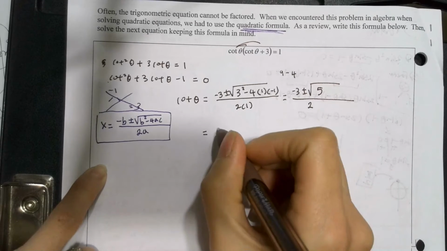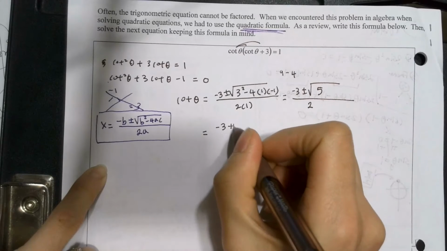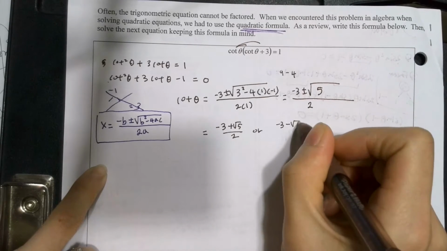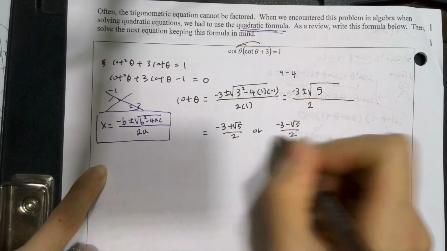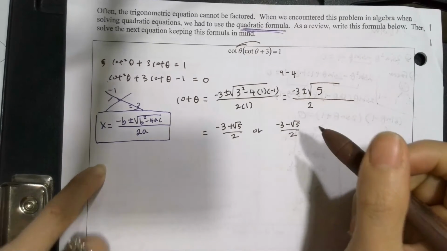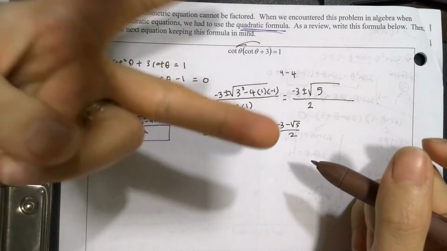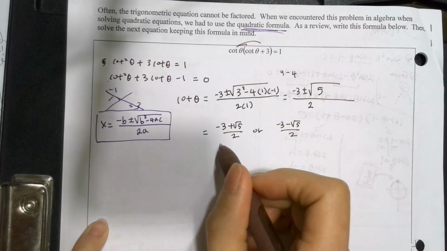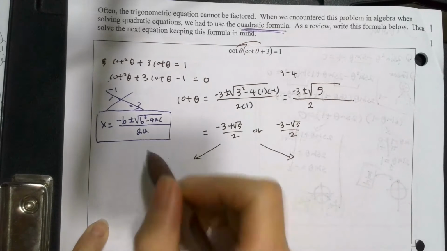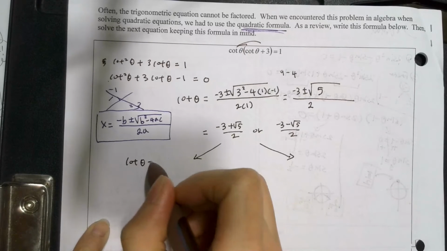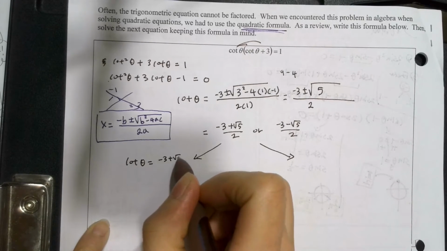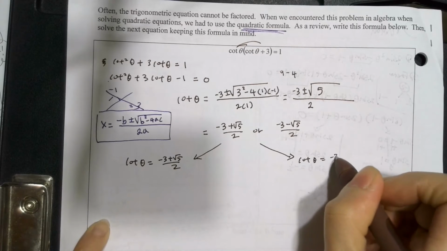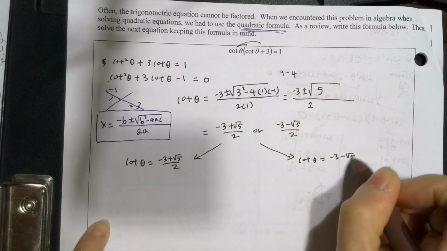Which means it is -3 plus the square root of 5 over 2, or -3 minus the square root of 5 over 2. You get two solutions. Why? A quadratic equation means you get 2 because it has an exponent of 2. So there are your two solutions. Now, that means cotangent theta is -3 plus the square root of 5 over 2, or cotangent theta is -3 minus the square root of 5 over 2.